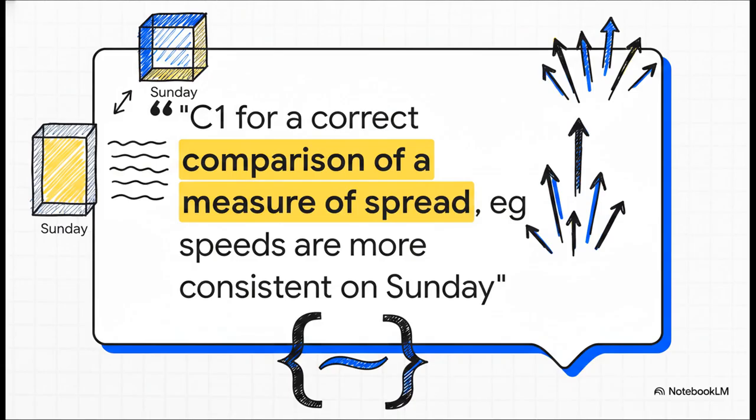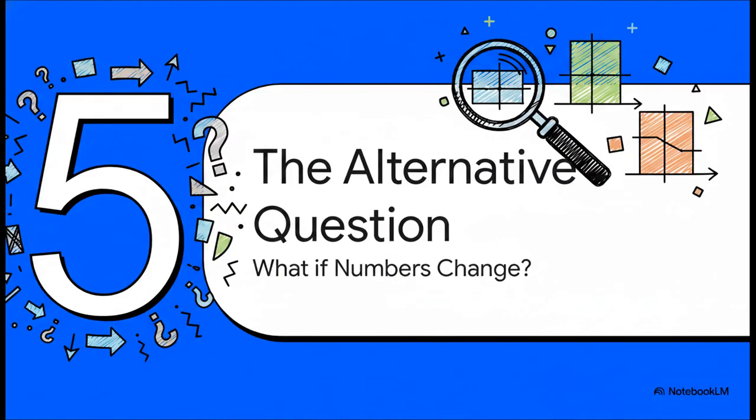And for your second point, you'll get another C1 mark by comparing the spread. A top-tier answer would be something like, the speeds are more consistent on Sunday as the interquartile range is smaller. A smaller range means the data is less spread out, so it's more consistent. Simple as that. Okay, here's a neat little tidbit. Exam boards sometimes use slightly modified papers, so what happens if the numbers in the question are a little bit different? Let's see if our method holds up.